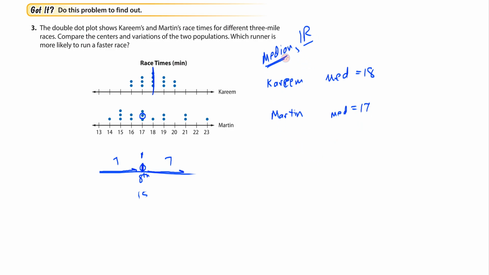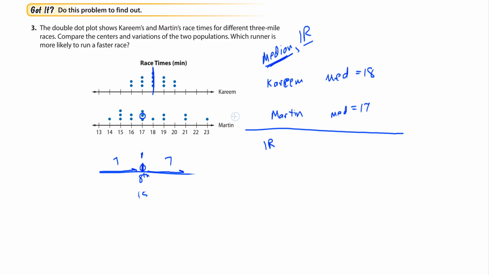So what do we know based on the median? On average, Kareem's time is longer. It's 18 minutes compared to 17 minutes. So which runner is more likely to run a faster race? It looks like Martin. Now we have the issue that it's not as predictable for Martin because it's all over the place, but based on the median, Martin runs faster because he has a lower time. Now let's talk about variations. We're going to do interquartile range.